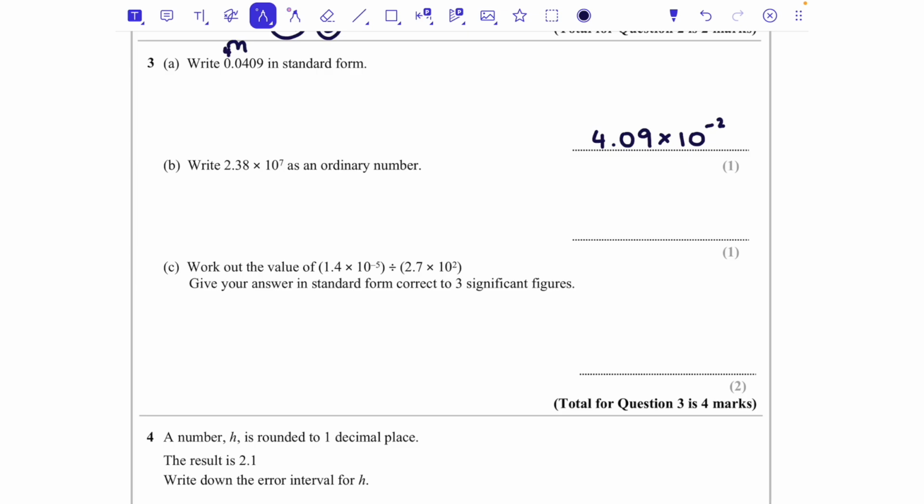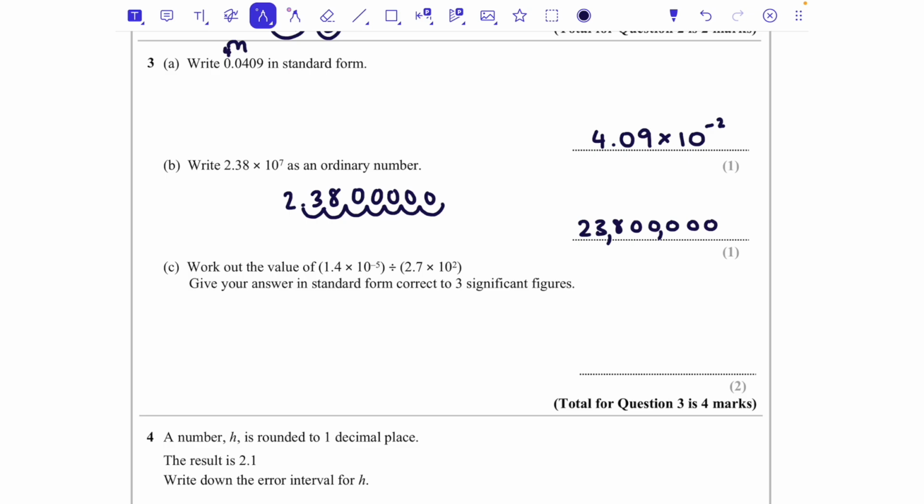So this time we're timesing by 10, timesing by 10, timesing by 10, 7 times. So 2.38. If I times by 10 once, I'm going to get 23.8, times by 10 again, and then I've got 5 more jumps. So I'm going to fill in those gaps with zeros, and my answer here would be 23,800,000.